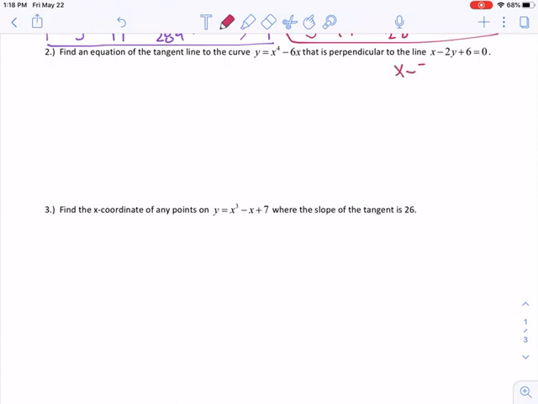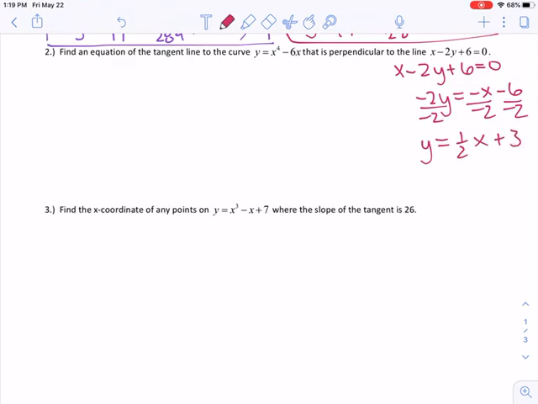And if I have x minus 2y plus 6 is equal to 0, then of course we want to solve our equation for y. So negative 2y equals negative x minus 6. Divide everything by negative 2. And we get the equation of our line is y equals 1/2 x plus 3. If my tangent line is perpendicular to this, then that means that the slope of my tangent line is going to be a negative 2. So I know that the slope of the tangent is going to be equal to a negative 2.